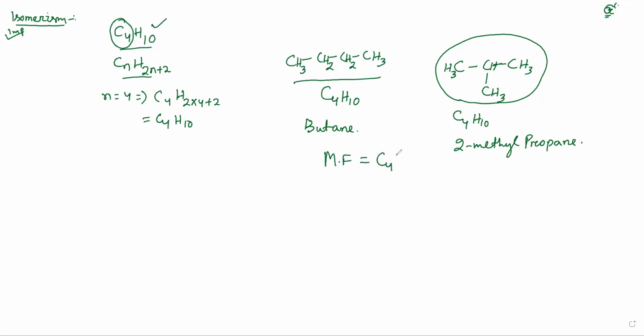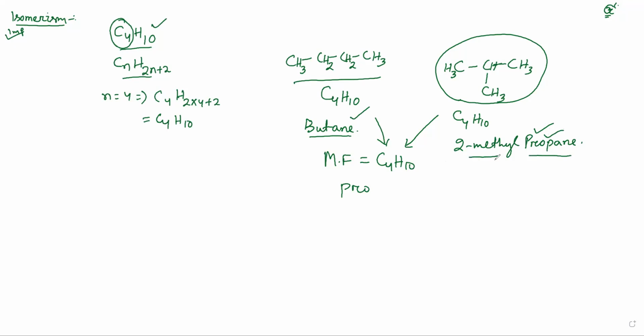What is the molecular formula? C4H10. This one has molecular formula C4H10. This one also has molecular formula C4H10. In both cases the molecular formula is the same, but properties will be different. What will be the difference in properties? Structurally they are different. This is butane and this is 2-methylpropane. So they have different chemical properties. It will give reactions as butane, and this will give reactions as 2-methylpropane.